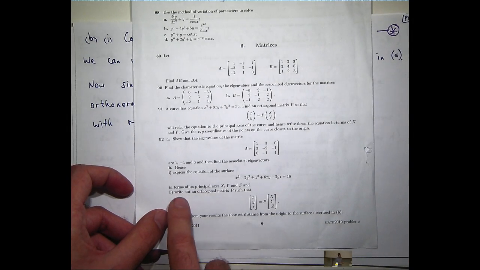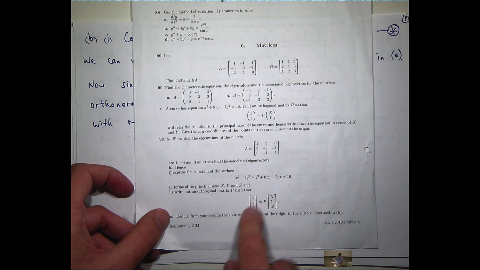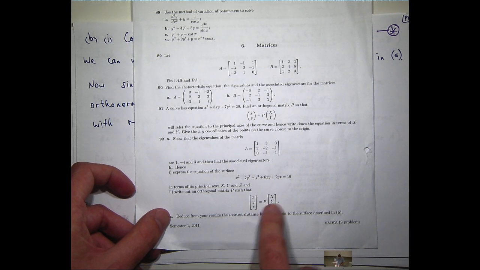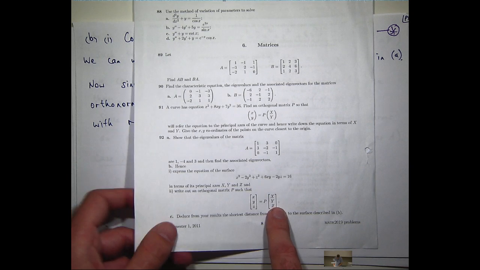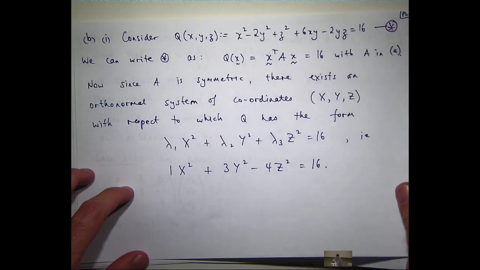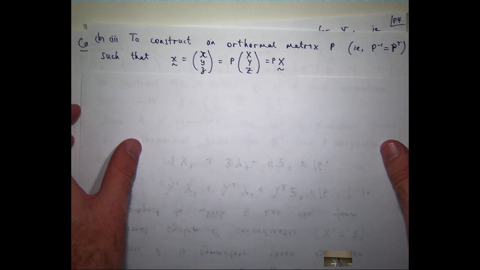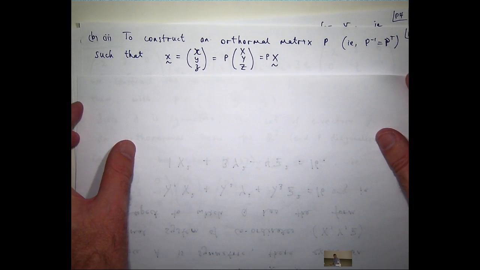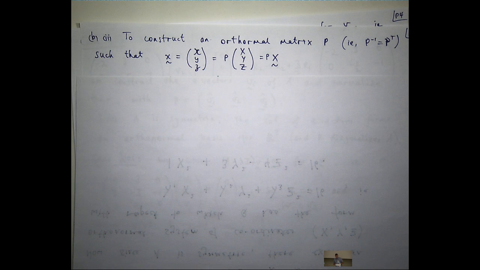Now we're asked to write out an orthogonal matrix P such that little x, little y, little z is just P times big X, big Y, big Z. So for that, we will need the eigenvectors. Okay, again, you don't need to write all this down. So how do we construct an orthonormal matrix P? Well, first of all, what is an orthonormal matrix P? It's just one where the inverse is the transpose. So it's easy to calculate the inverse of an orthonormal matrix.